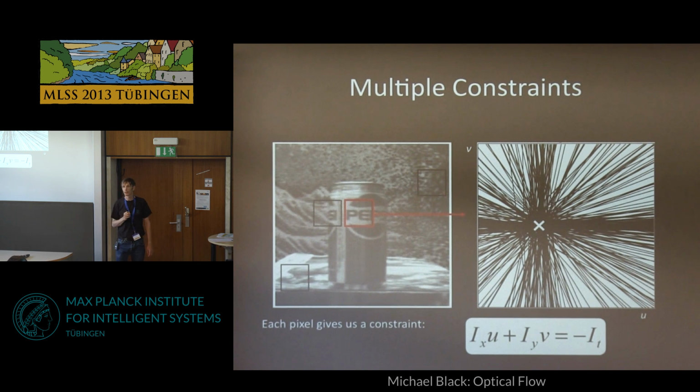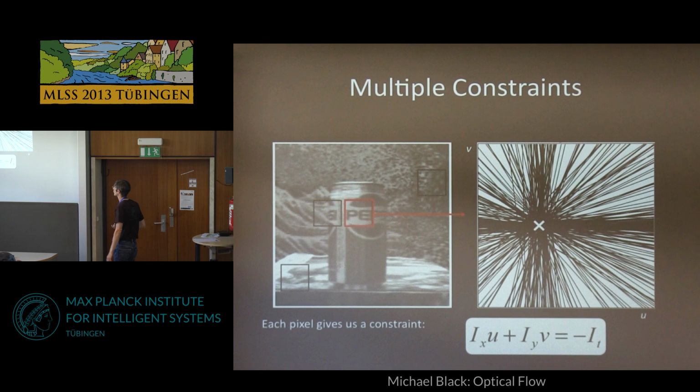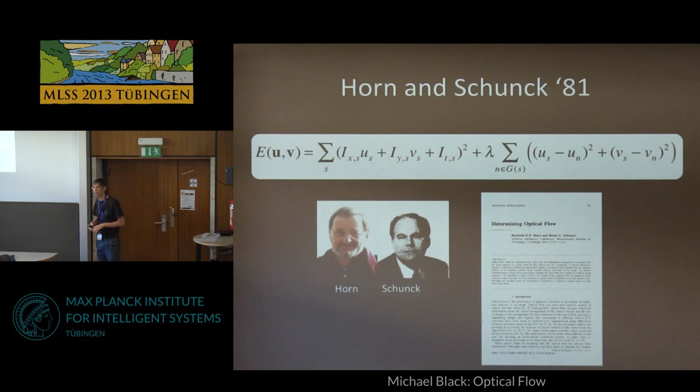And so that's what we would like to find in any given region of the image, a unique estimate of the motion that satisfies a bunch of constraints like this. So there's a bunch of ways to do that. The first way, and the most famous one, comes from a paper from 1981 by Horn and Schunck.